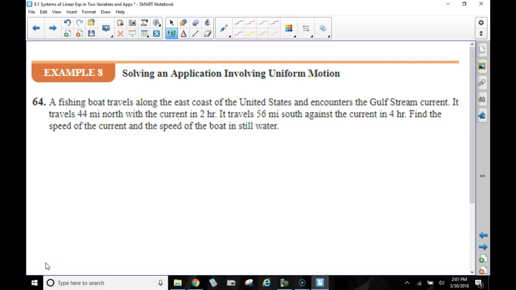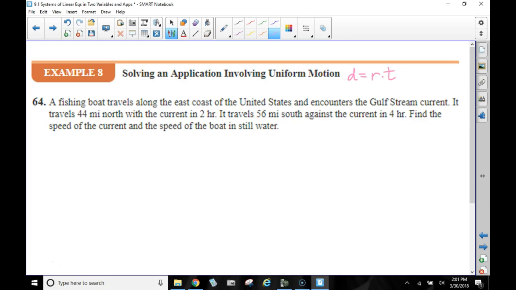Okay, here's another example. This one is going to involve uniform motion. Remember, for these uniform motion types of problems, distance equals rate times time. Everybody loves a good uniform motion problem, right? Well, here we go. Number 64, a fishing boat travels along the east coast of the United States and encounters the Gulf Stream current. Woo!